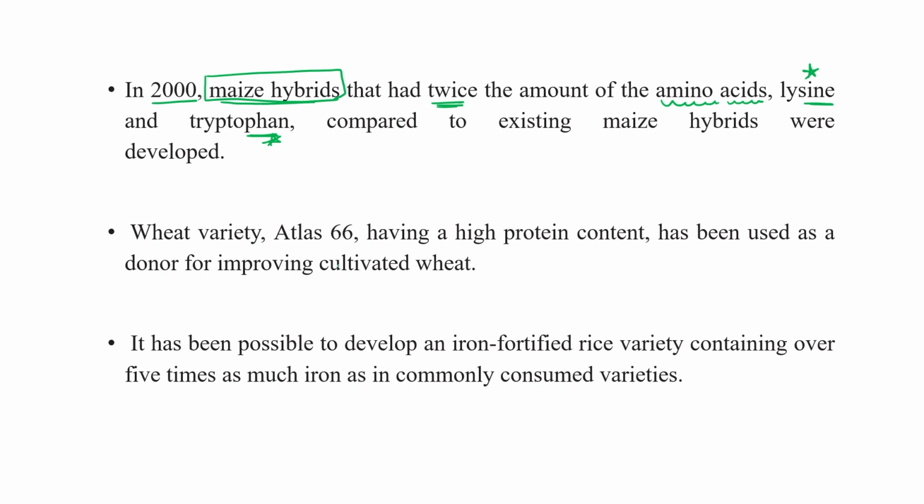Similarly, for the improvement of wheat variety, a particular type of wheat variety known as Atlas 66 is used as a donor for improving other cultivars of the wheat, to improve their protein content, as this Atlas 66 has high protein content in it. Okay, so this particular variety is used as a donor for improving various other wheat cultivars.